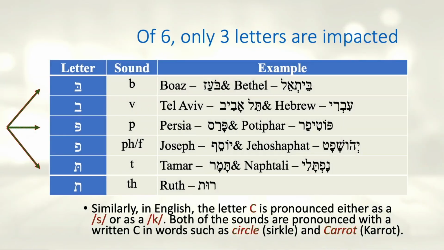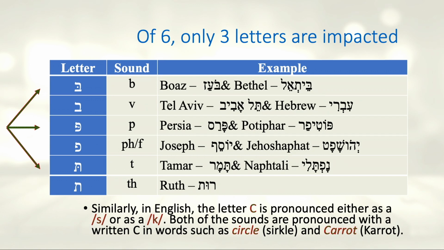Here, let's make this big for us. So the Beit can go from a B or a V. If it has the Dagesh in it, it makes it strong. So we have Boaz. Whereas if you don't have a Dagesh in it, it's a V sound, such as Tel Aviv, or Ivri, meaning Hebrew.